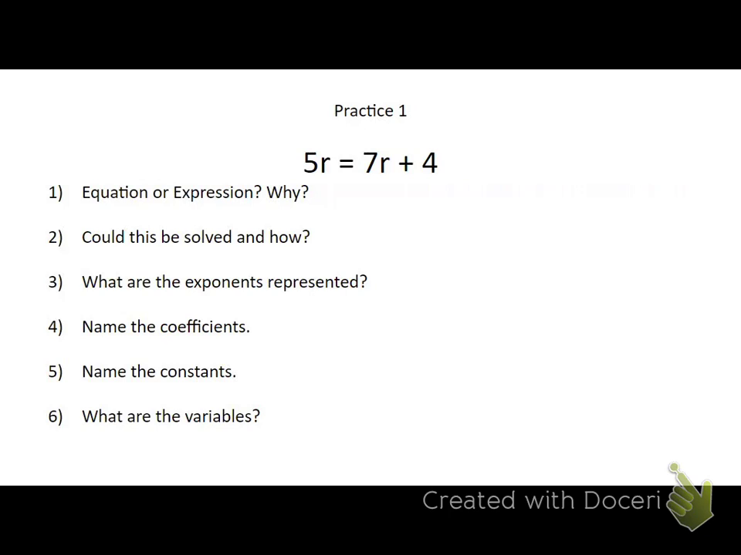Practice problem number 1. Is this an equation or expression? Anybody? Equation. Why? Because it has an equal sign. Okay? Could this be solved, and how?